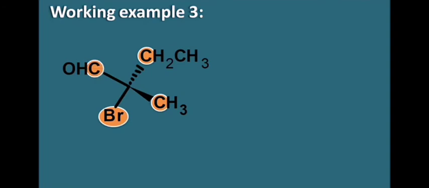So again, the priority order is based on the higher atomic number. Bromine has the higher atomic number, so it should be given preference 1. In all the remaining groups, carbon is attached to the stereoactive center. Then how can we assign the priority order?